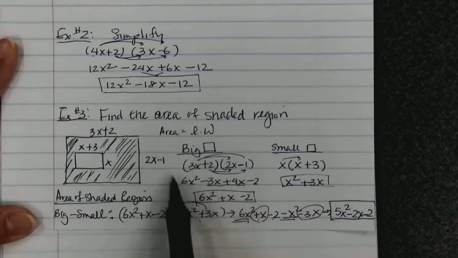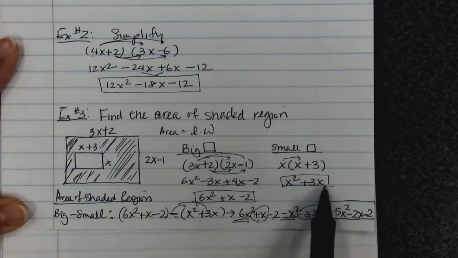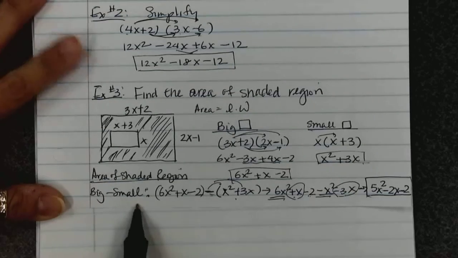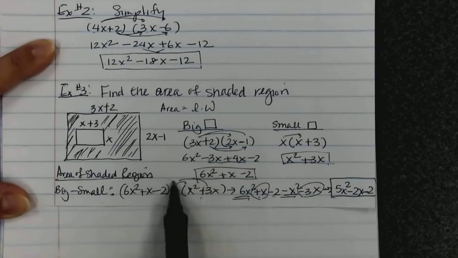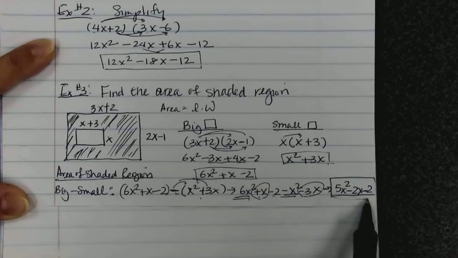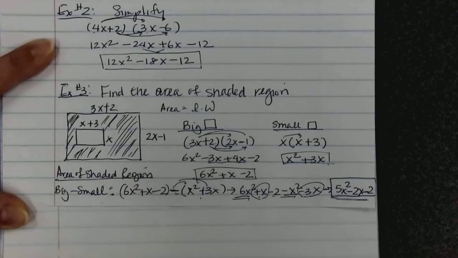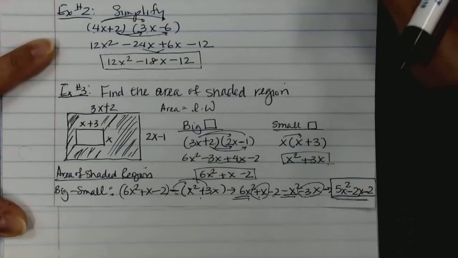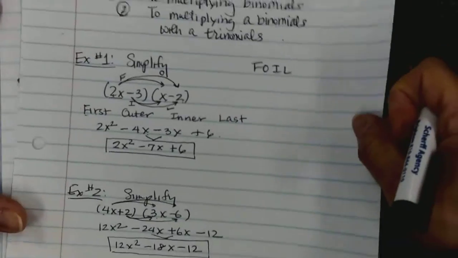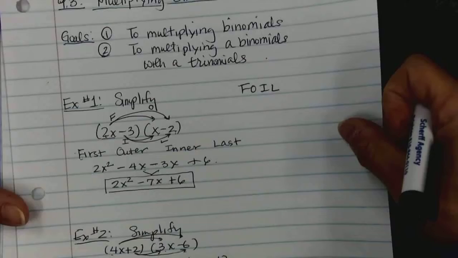So find the area of the big rectangle, find the area of the small rectangle. You take the big minus the small. Don't forget to distribute the negatives in, and then you combine like terms, and that's how you get the area of the shaded region. Okay, so that's how we use multiplying binomials. Now, the last goal was to multiply binomials with a trinomial.